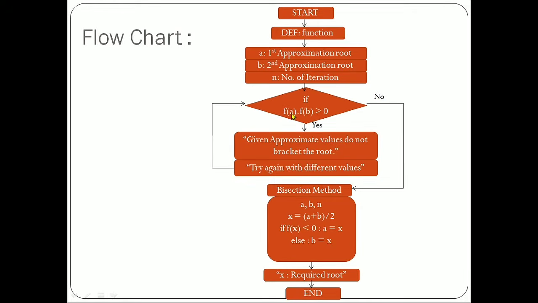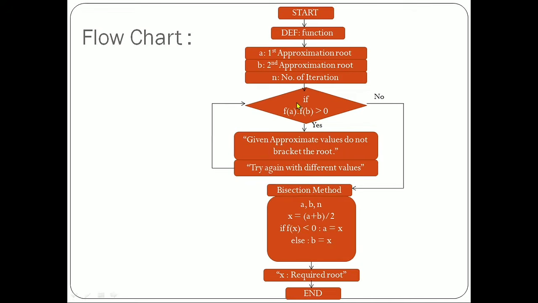So if f(a) times f(b) is greater than 0, what does that mean? That f(a) and f(b) are both positive. If both are positive, then it is not our required bracketing solution. If it is greater than 0, we cannot get the solution here. So if this is true, we say that the given approximate values do not bracket the root. Now try again with different values, and we come back to this portion.